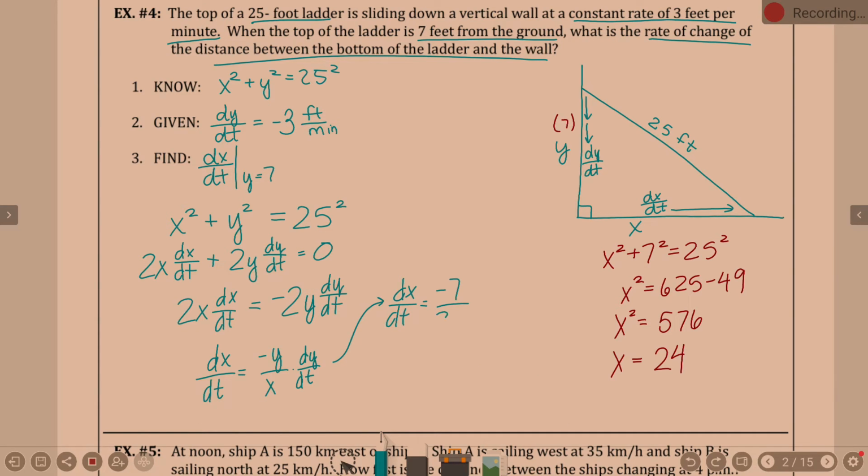And so now, there's negative y, so negative 7 over x, 24, times dy dt, which was determined to be negative 3. Negative 7 times negative 3, 21 over 24. Oh, I should have reduced that, huh? 21 over 24, both divide by 3. 7/8.